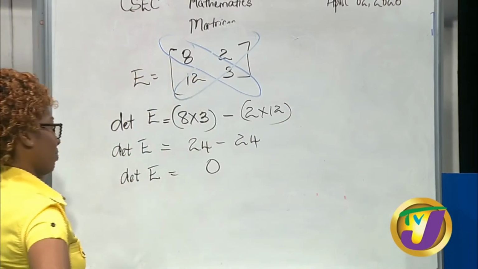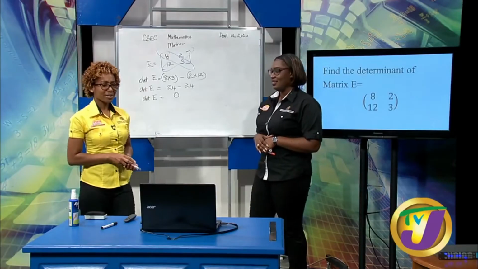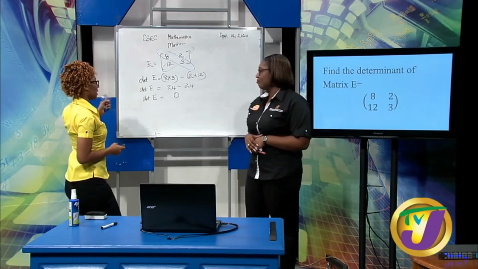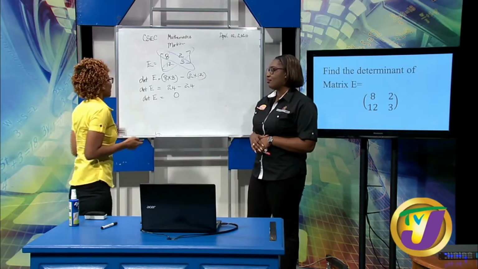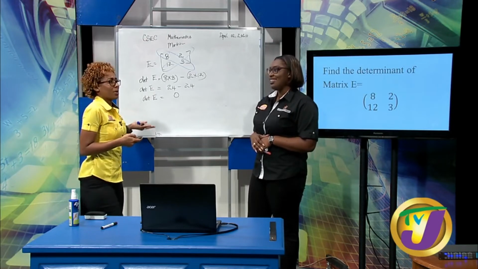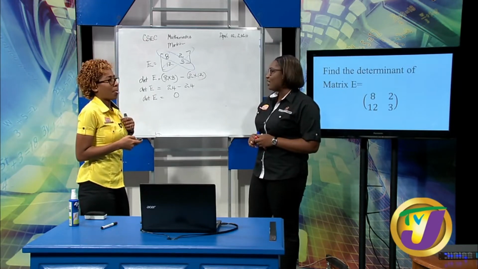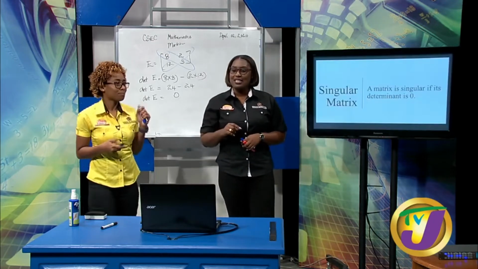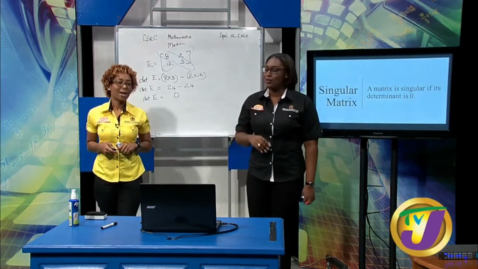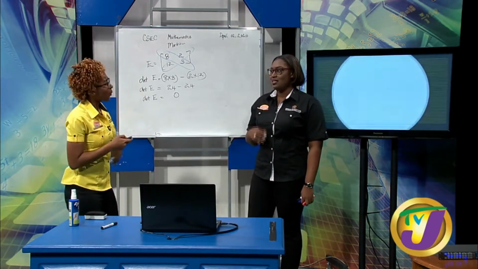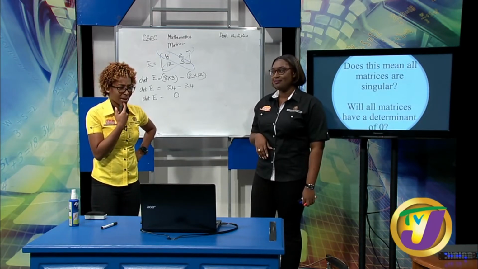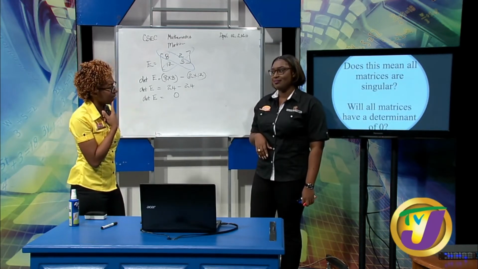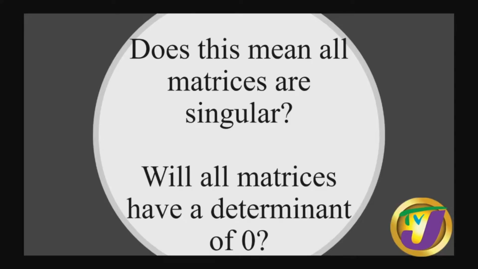So my determinant is 0. I wonder if all the determinants are going to be 0, do you think? I'm wondering the same thing. But if this determinant is 0, is there a special name for this type of matrix, since the determinant is 0? Yes, there's a special name. I think you call these singular matrices. Singular matrices have a determinant that is 0. That's true. But are all of them going to have a determinant of 0? I'm wondering the same thing. And are all matrices singular? So let's take a look and find out.